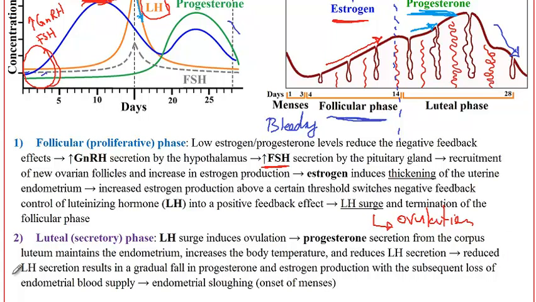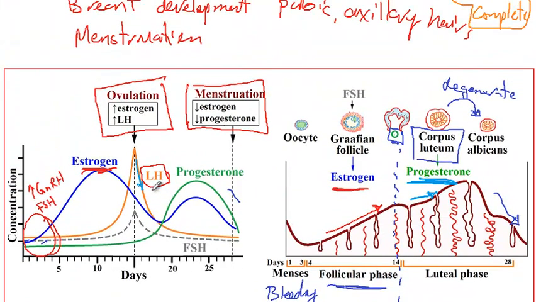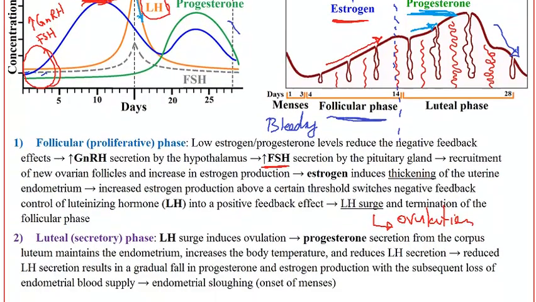And so consequently, reduced LH secretion results in a gradual fall in progesterone and estrogen production with subsequent loss of endometrial supply that will lead to menses. So here, as luteinizing hormone dropped, there would also be a drop in progesterone and estrogen secretion, and we just discussed if estrogen and progesterone secretion drops, therefore there would be menstruation, which means shedding of the uterine wall. Okay?